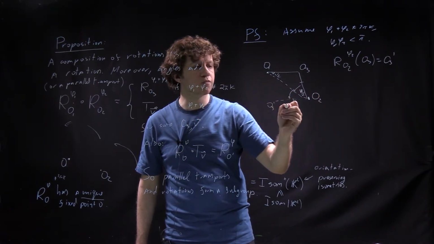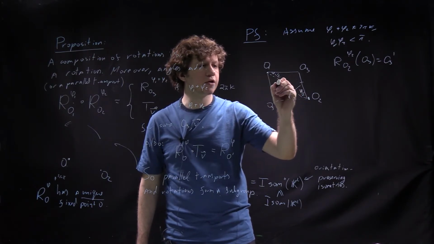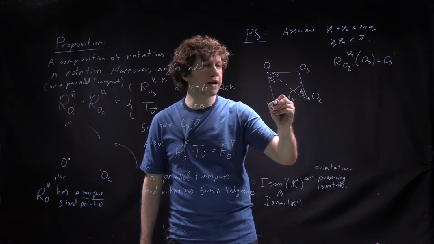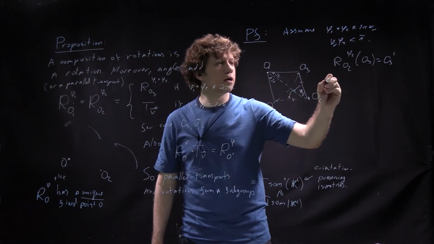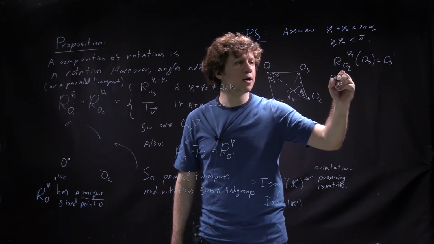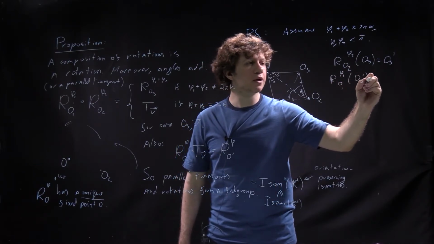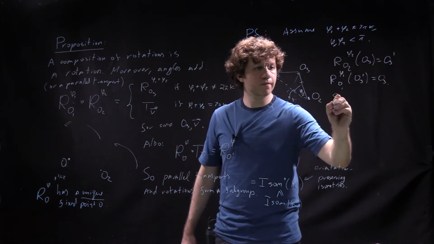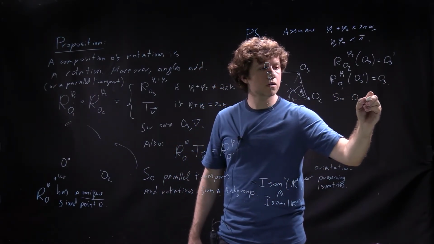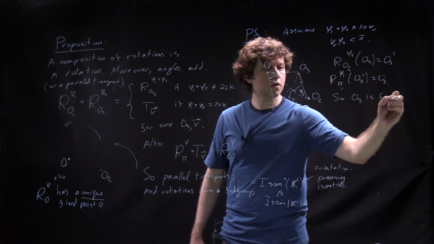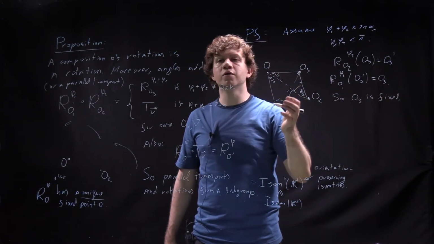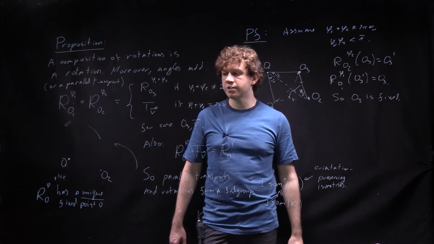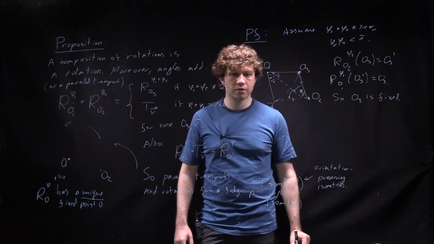So this is O3 prime, but then by a simple argument, one can show this angle will be phi1 over 2, and when I go by phi1 over 2 back, R_O1,phi1 of O3 prime is again O3. So O3 is fixed. Now I know that my composition of rotations fixes O3, and then the question is why it's a rotation.